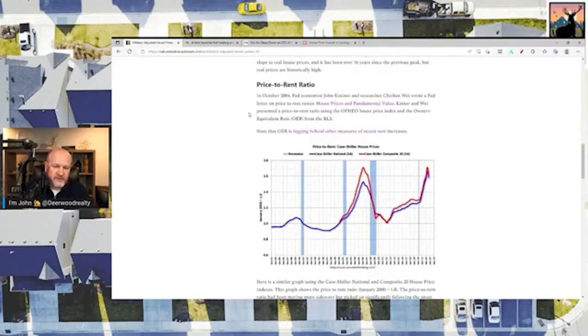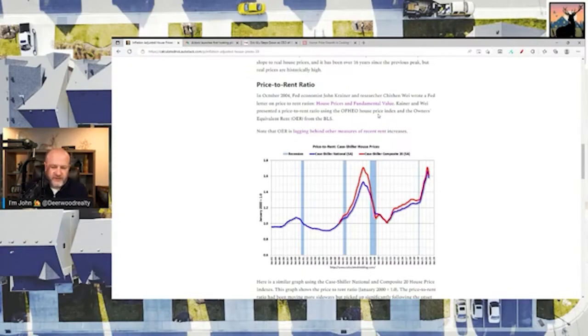Price to rent ratio. In October 2004, Fed economist John Krainer and researcher Chishen Wei wrote a Fed letter on price to rent ratios. They presented a price to rent ratio using the OFHEO House Price Index and the owner's equivalent rent from the BLS. So they compared two indexes. Note that the OER is lagging behind other measures of recent rent increases.